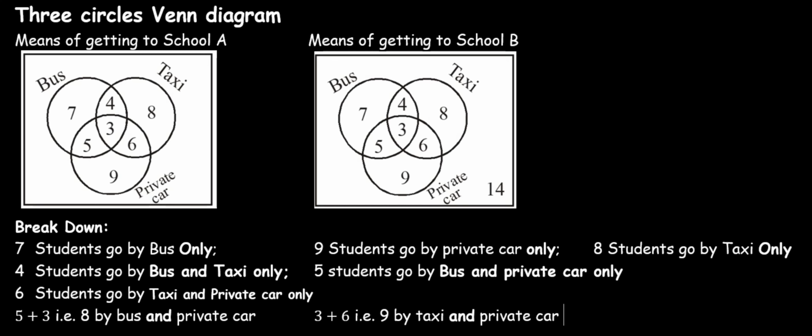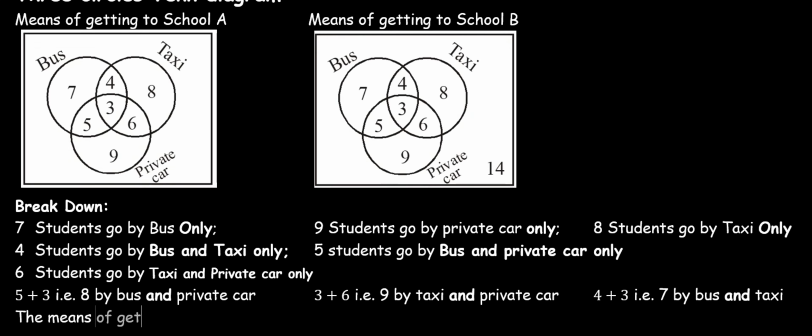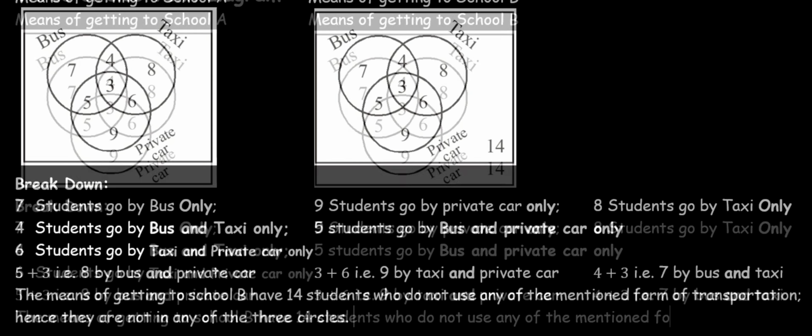Next, we have 4 plus 3, that is 7, by bus and taxi. The means of getting to school B have 14 students who do not use any of the mentioned forms of transportation. Hence, they are not in any of the 3 cycles.